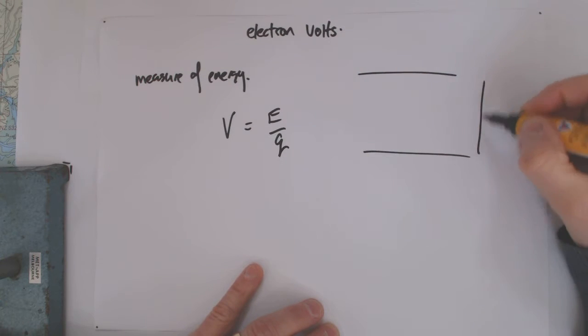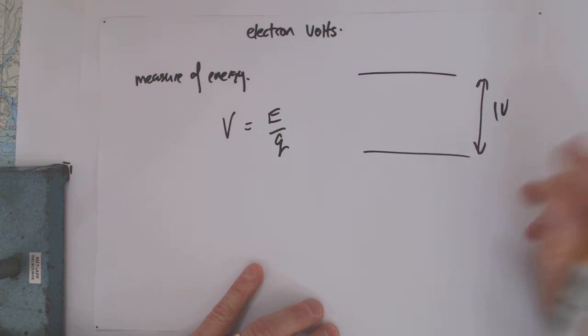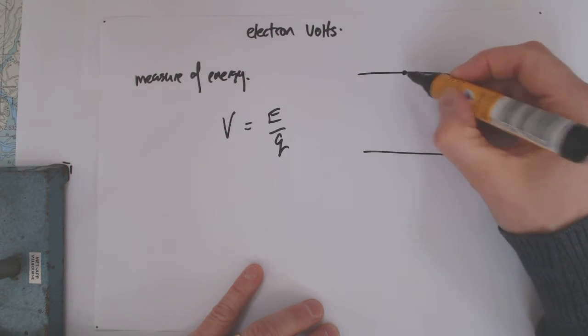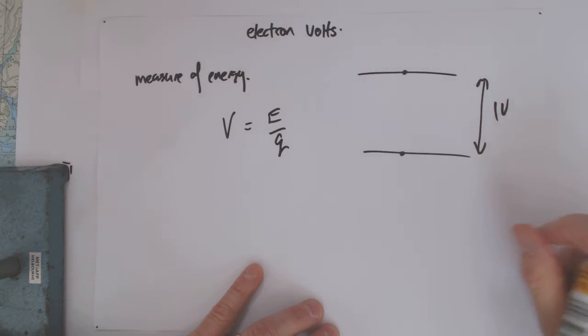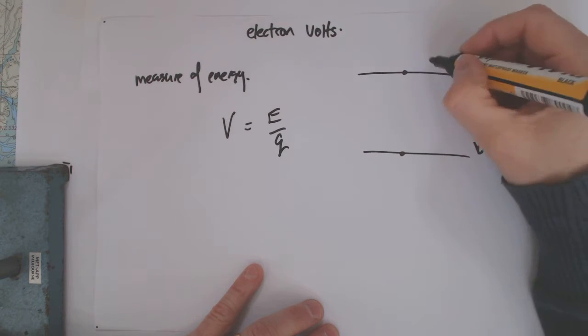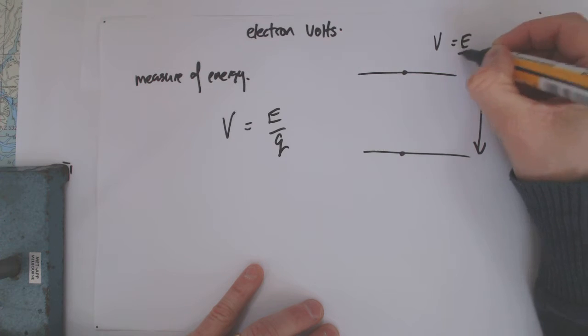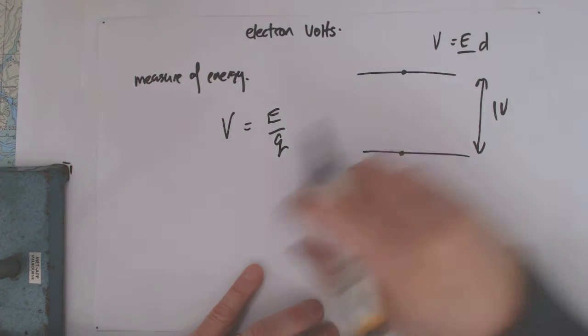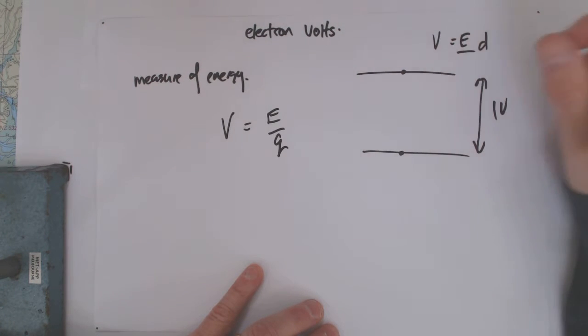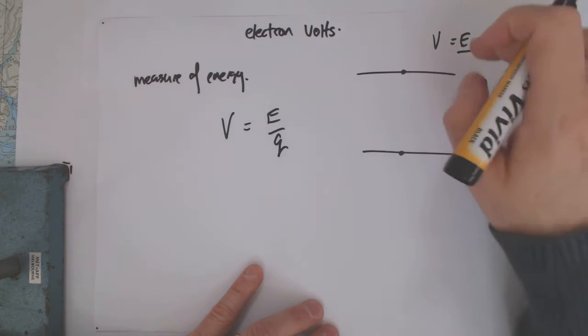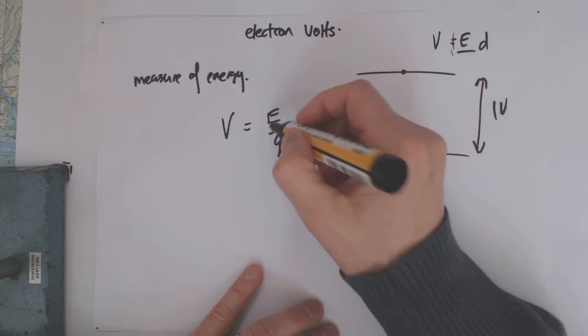So if we've got a voltage difference of 1 volt, remembering that a voltage difference of 1 volt means there must be an electric field here, and the actual voltage is equal to the electric field times the distance. So we don't know what distance this is, but the electric field times the distance will give you that 1 volt. Anyway, coming back to this, don't confuse that E, which is the electric field, with this E, which is energy.